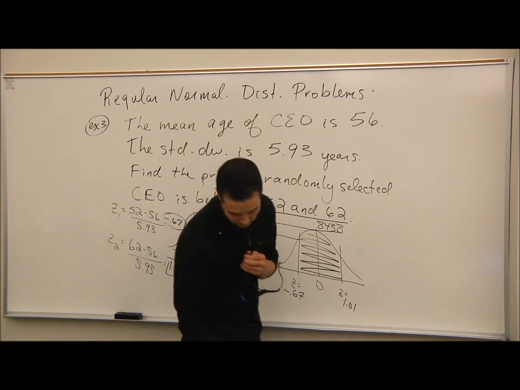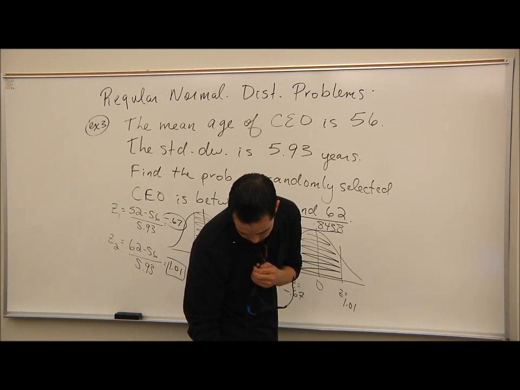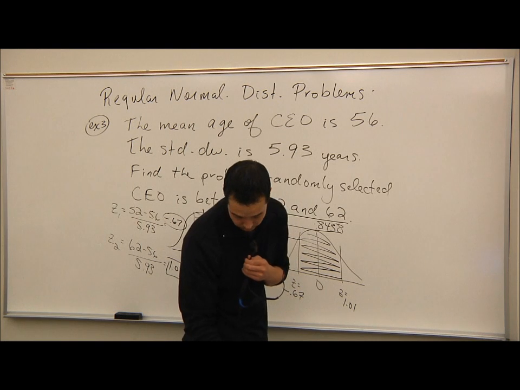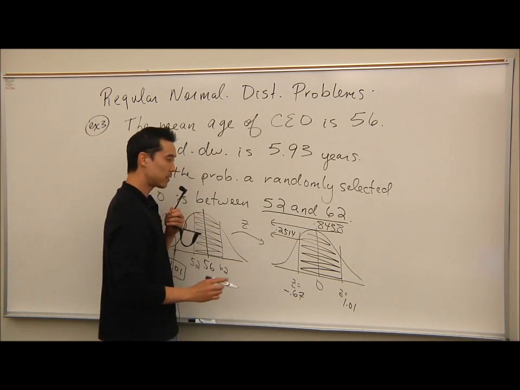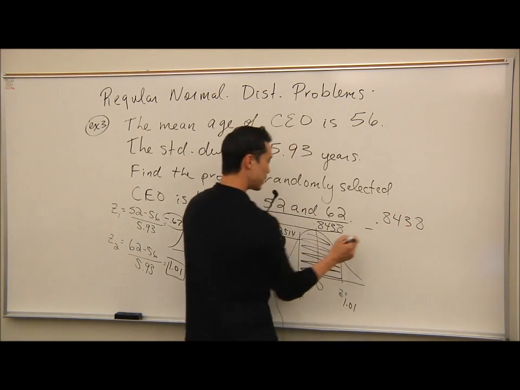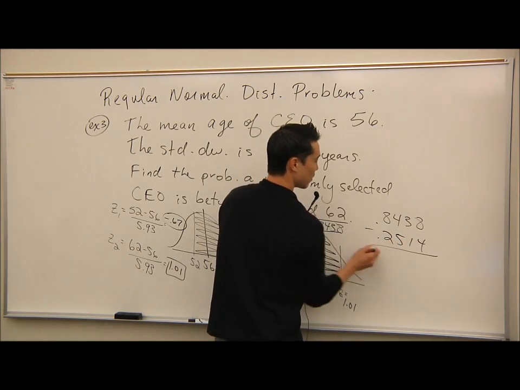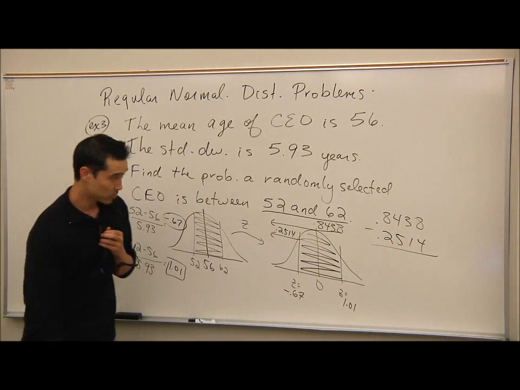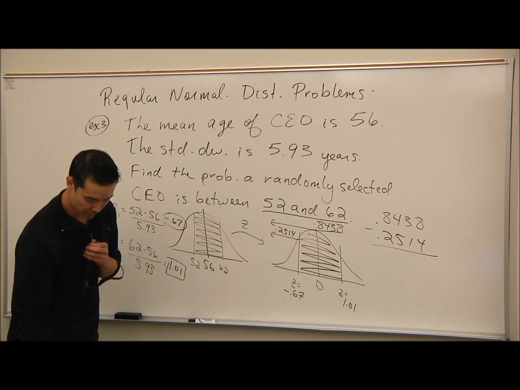So look up negative 0.67, and that one is 0.2514. So finally, to get this answer, it's going to be 0.8438 minus 0.2514, and that will give me the area in between, which is what I want. So 0.8438 minus 0.2514 is 0.5924.